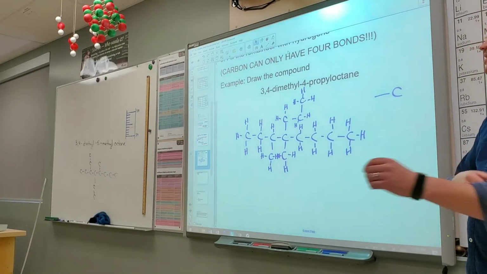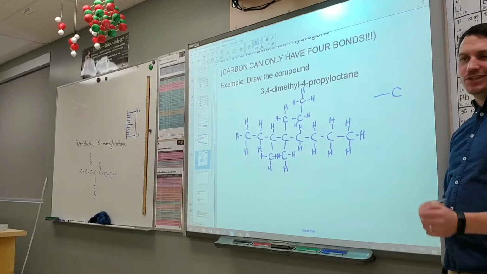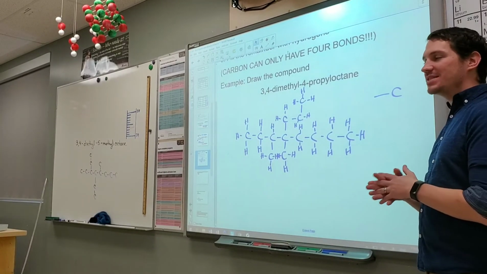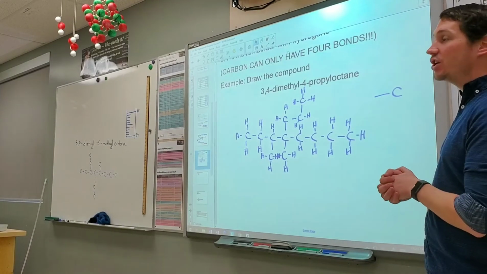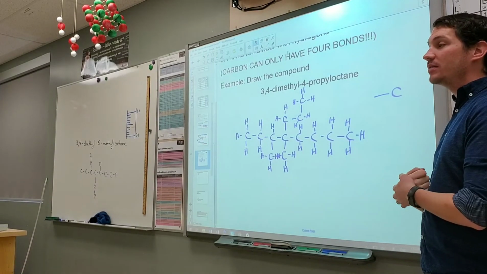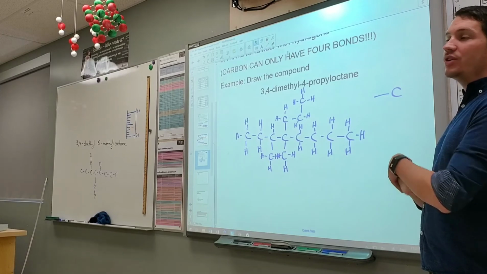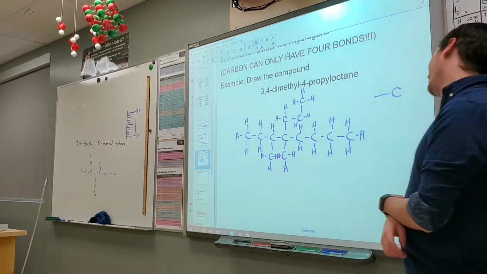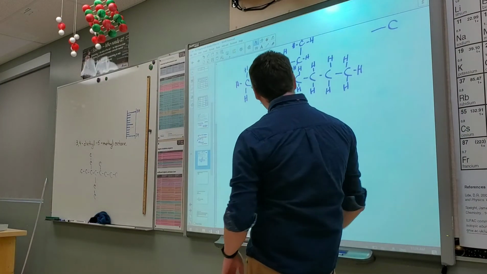So let me be very clear. It did not say I had to do a structural diagram, did it? No, sir. So can we represent the other 2 ways? It's going to be super easy. Don't worry about it. What do you want to do? Do you want to do the line or the condensed diagram? Let's do the line diagram.